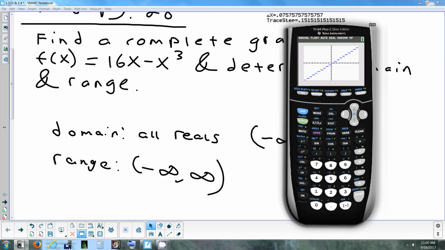The graph I had before, it's what we call a continuous graph. There's no jumps in it like that. Okay?